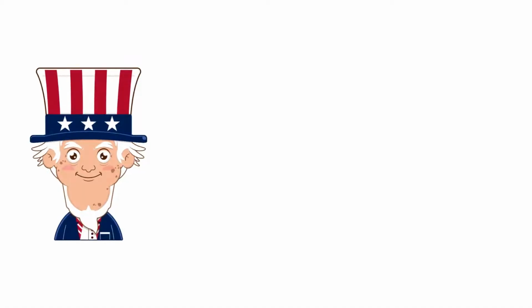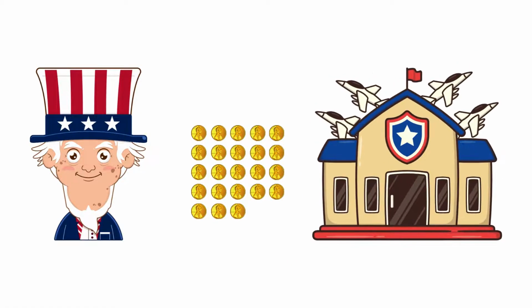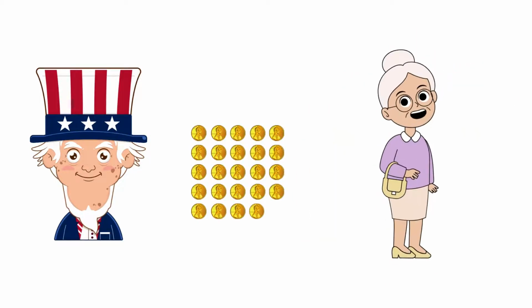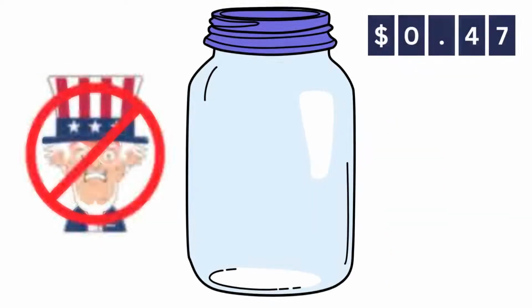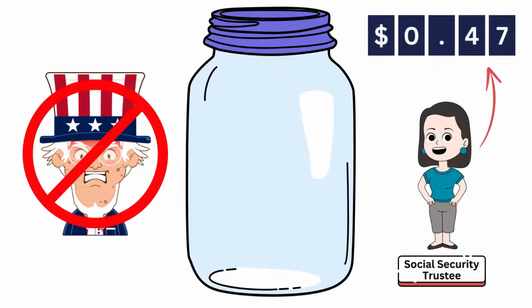Uncle Sam gives 23 cents, or $23 billion, to the Defense Department and the rest, or 24 cents, to the old taxpayer for goods and services that the old taxpayer received from the government. Uncle Sam, however, is not allowed to touch the counter on the trust fund. That is the job of the Social Security trustee.